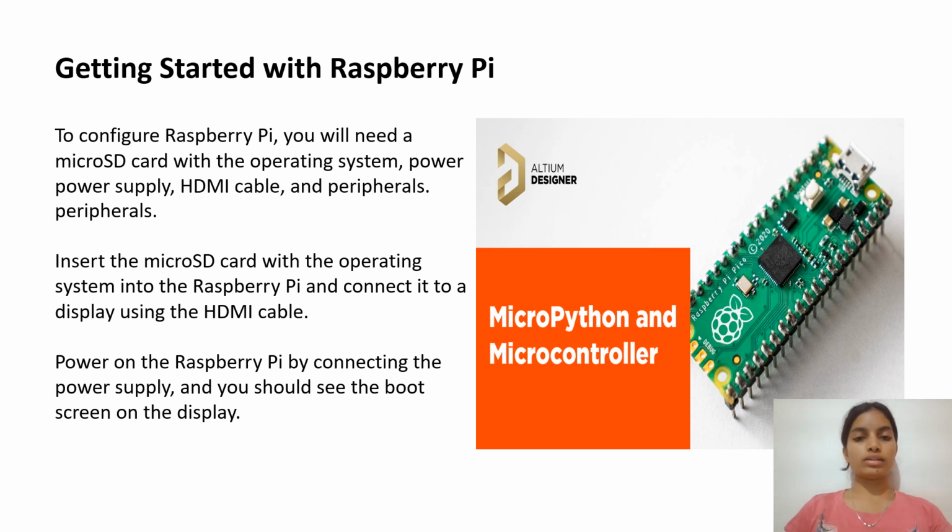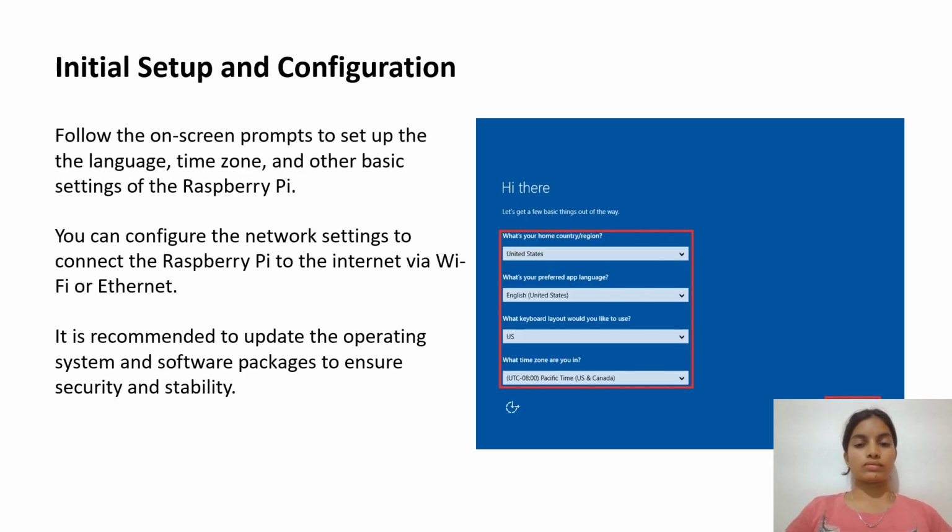Getting started with the Raspberry Pi. To configure Raspberry Pi, you will need a micro SD card with the operating system, power supply, HDMI cable and peripherals. Insert the micro SD card with the operating system into the Raspberry Pi and connect it to a display using an HDMI cable. Power on the Raspberry Pi by connecting the power supply and you should see the boot screen on the display. So now we'll look into initial setup and configuration.